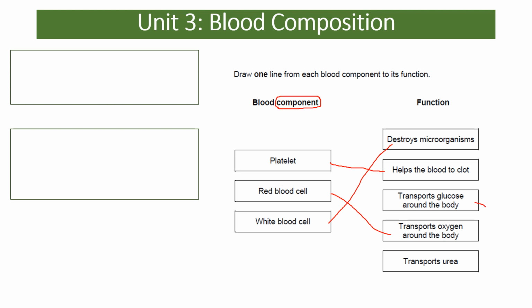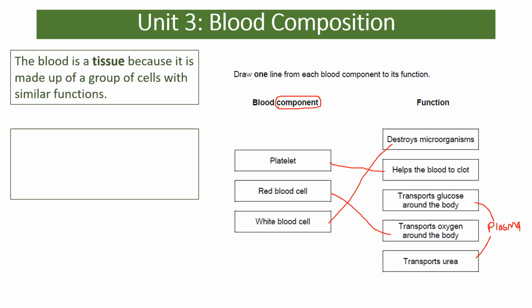Things that transport things around the body, so urea transport or glucose transport, that would be the blood plasma, which obviously hasn't been brought up in this question, but it's important to know you need to be able to name some of the substances such as urea and glucose that are travelling through your blood in the plasma. Let's go through it in a bit more detail.